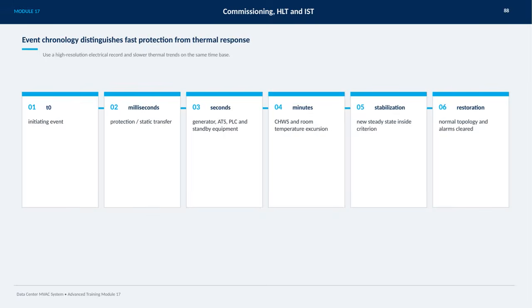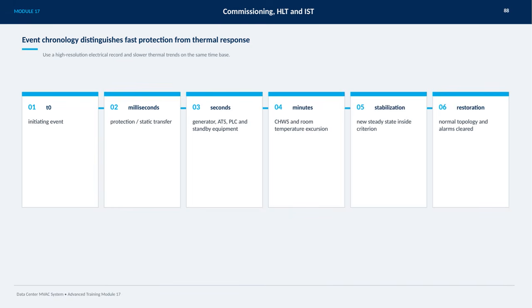On this slide, we're looking at how event chronology helps us distinguish between fast protection actions and slower thermal responses in a data center MVAC system. The key is to use a high-resolution electrical record alongside slower thermal trend data, both aligned on the same time base. It starts at T0, the initiating event, which triggers a series of protective actions within milliseconds. This includes protection mechanisms and static transfer switches activating quickly.